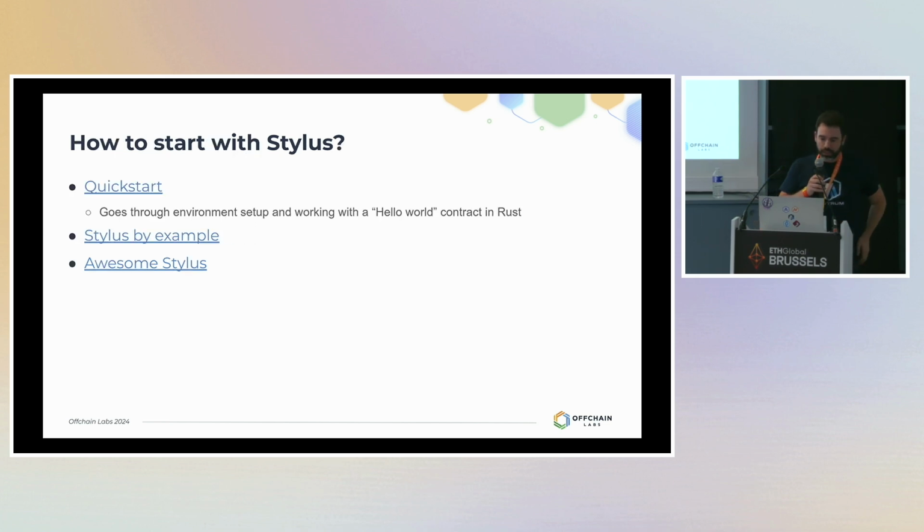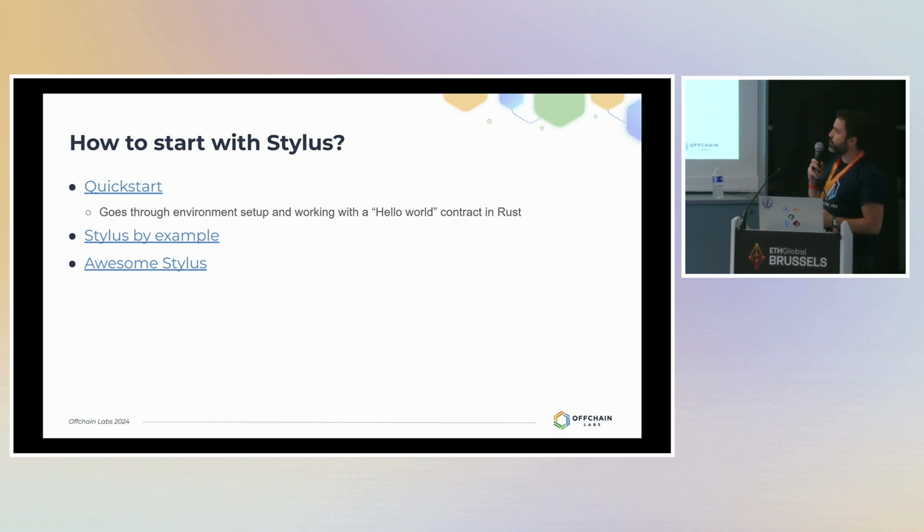All right. These are 3 resources that I like to share with people who want to start with Stylus. Don't worry about searching for these, because at the end of the presentation, I'm going to show you a QR code that has all these resources, all right? So the first one is a quick start. This is in the public documentation. It goes through how to set up your environment and how to work with a Hello World contract that is written in Rust, how to deploy it, how to use the Cargo Stylus tool that we use for that.